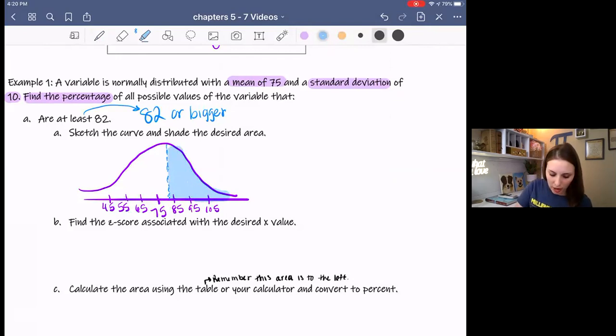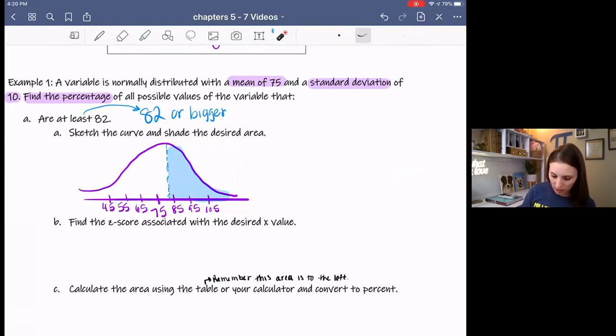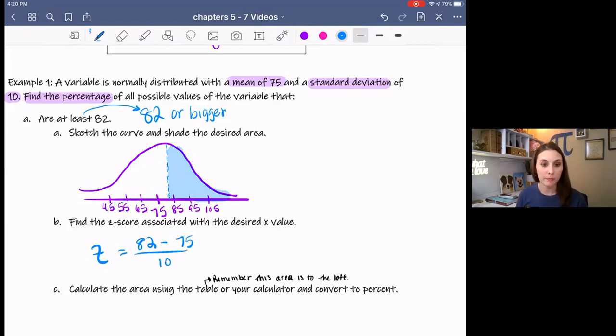So I'm trying to figure out the percent of observations on this side of the graph. If I can get it in terms of z-scores, then I can find the area from my table. So I am going to find the z-score next. We know that z is our observation minus the mean divided by standard deviation. And then we're going to go ahead and subtract that. And then I'm going to put it in decimal form.